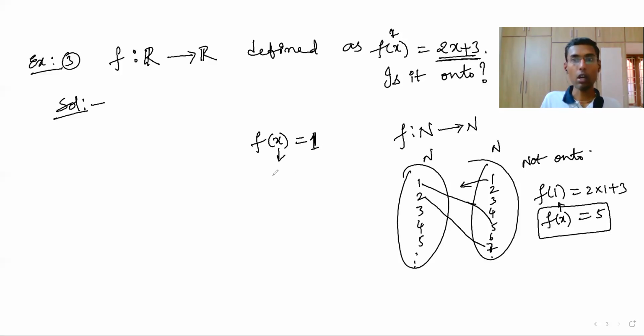Exactly. So how do you find that x? 2x plus 3 is 1, so 2x is minus 2, and x is minus 1.